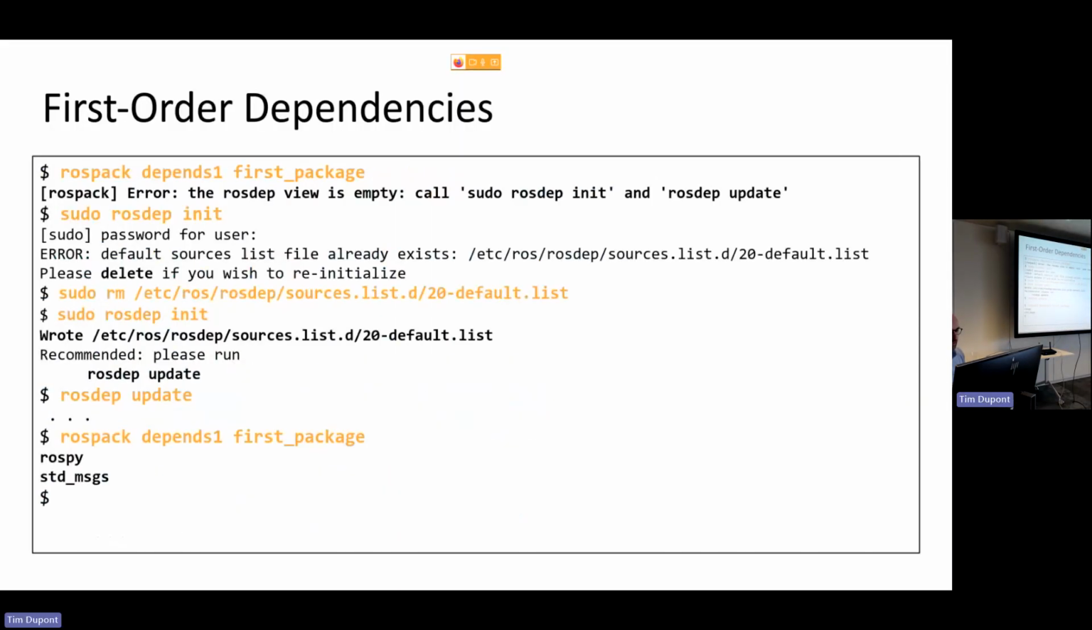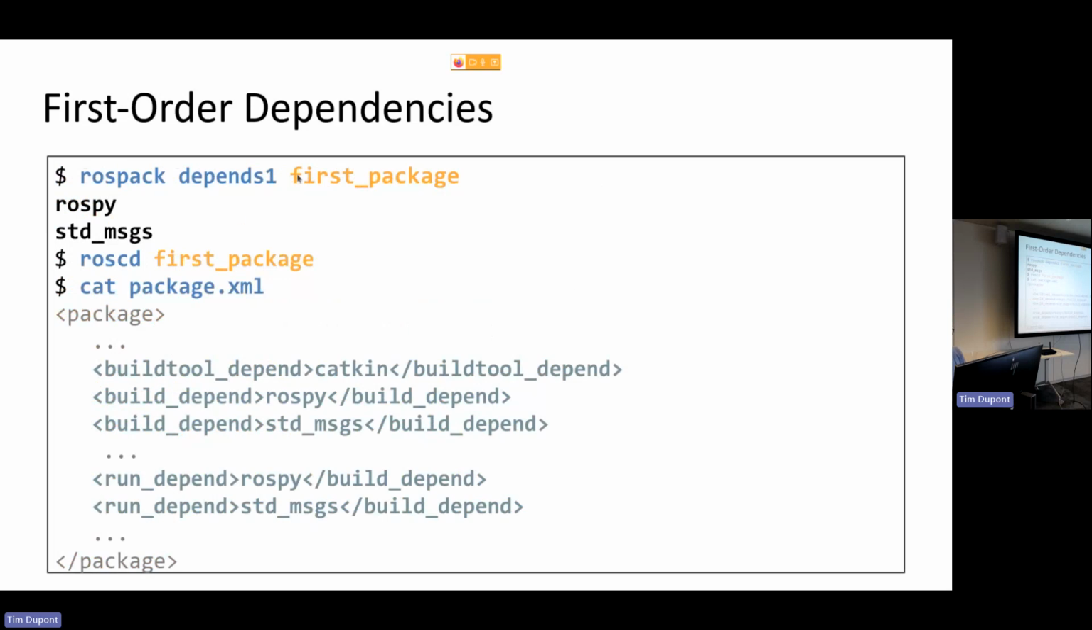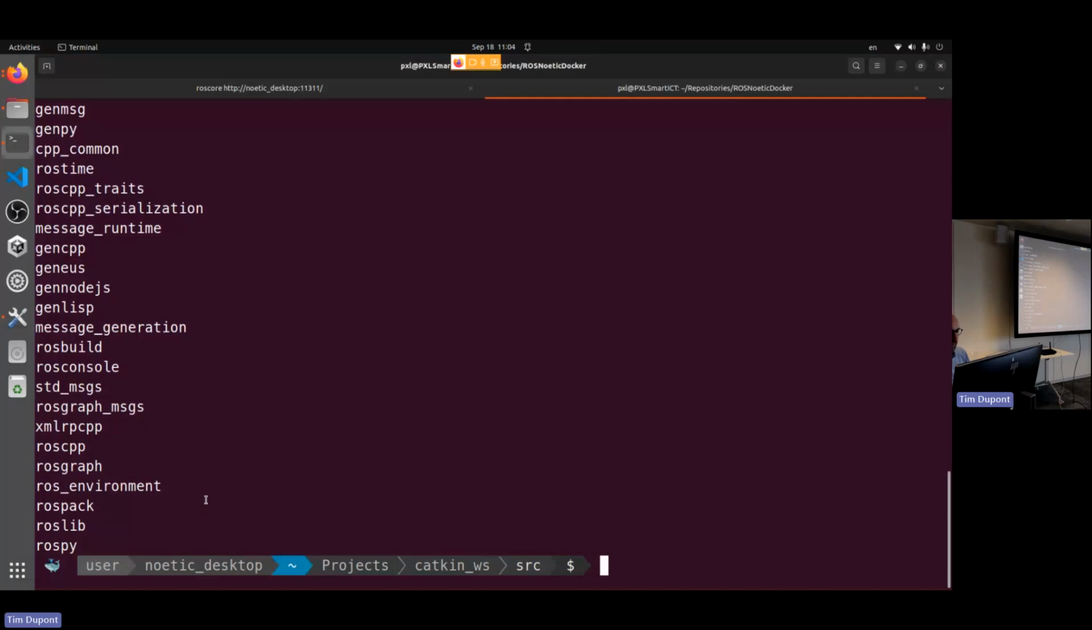All right, so let's dive into the package itself. If you go into the first package and you look at the package.xml, what's inside that? It's defined which build tool it depends on. In this case, Catkin. It's the only one we're going to use. And also rospy and std_msgs for building and also for running. So it's just an XML file. Most of the time, you don't need to edit it.